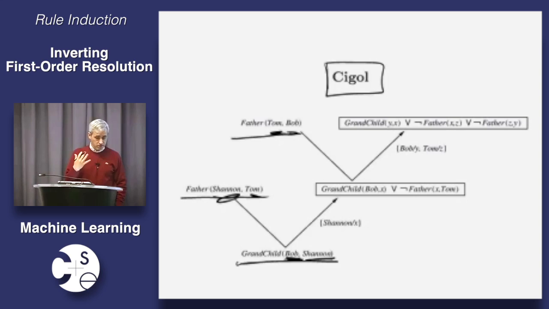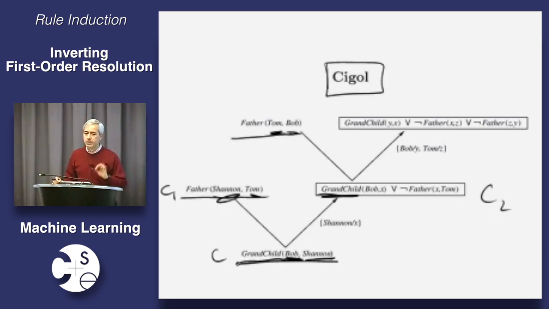Let's apply our first order inverse resolution ideas. So this is my C1 and this is my C. If this is my C1 and this is my C, what do we need to have in C2? Well, first of all, what has shown up in C that was not in C1? Grandchild. Grandchild appears in C and did not appear in C1, so it must have come from C2. Everybody agree? So here's grandchild.